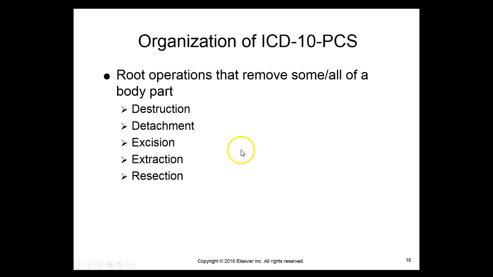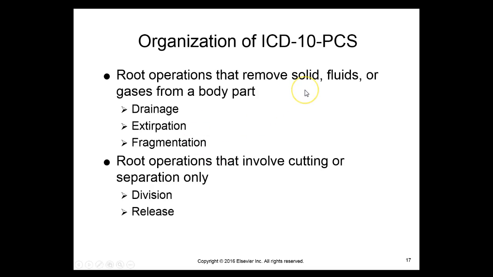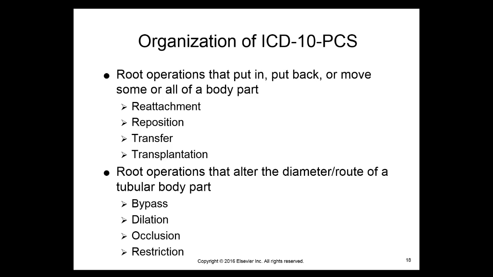When we're looking at root operations, they are grouped together based on their intent. So we have root operations that remove some or all of a body part, and you can see those listed here. Then they also have root operations that remove solids, fluids, and gases from the body. And then root operations that involve cutting or separation only. Those are grouped together. And then there are root operations that put in, put back, or move some or all of a body part. So if you have a body structure that's amputated and they're reattaching it, literally the root operation is reattachment. If you're doing a transplant, literally the root operation is transplant.